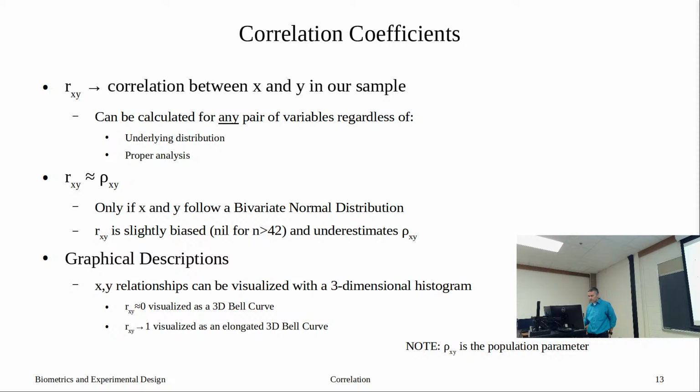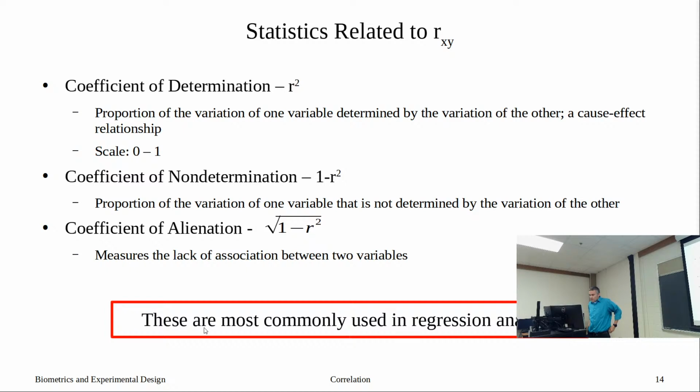All right, so what are the statistics related to this R? Well, coefficient of determination is one. That's our R square value. We've seen it in the regression summaries. This tells us the proportion of variation of one variable that's determined by the variation in the other. Note the variation.